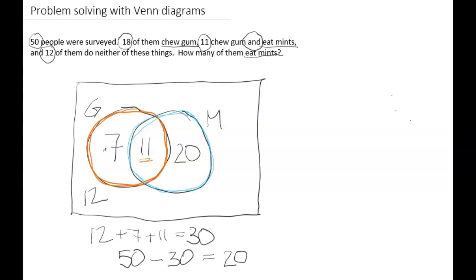Now to answer the question, how many people eat mints? Well, those are the people in the mint circle, and now that everything's filled in, we can see there's 20 plus 11, 31 people total who eat mints.